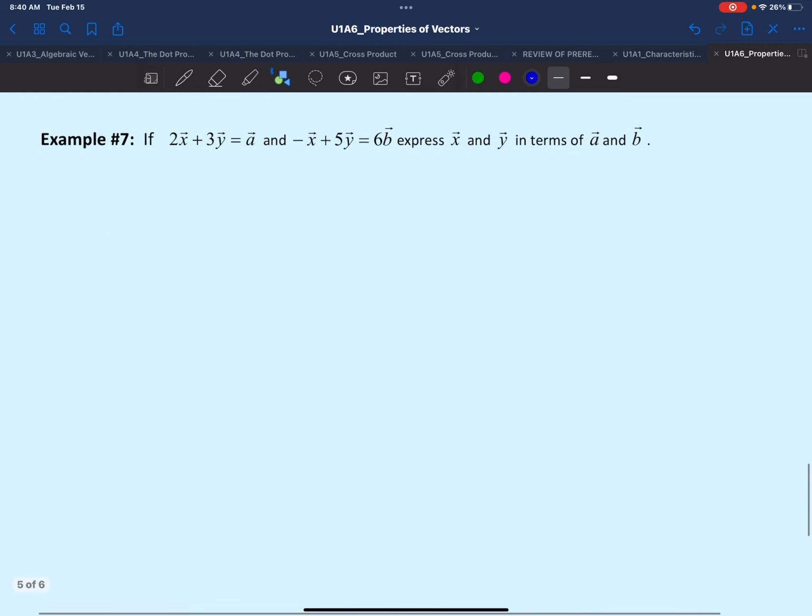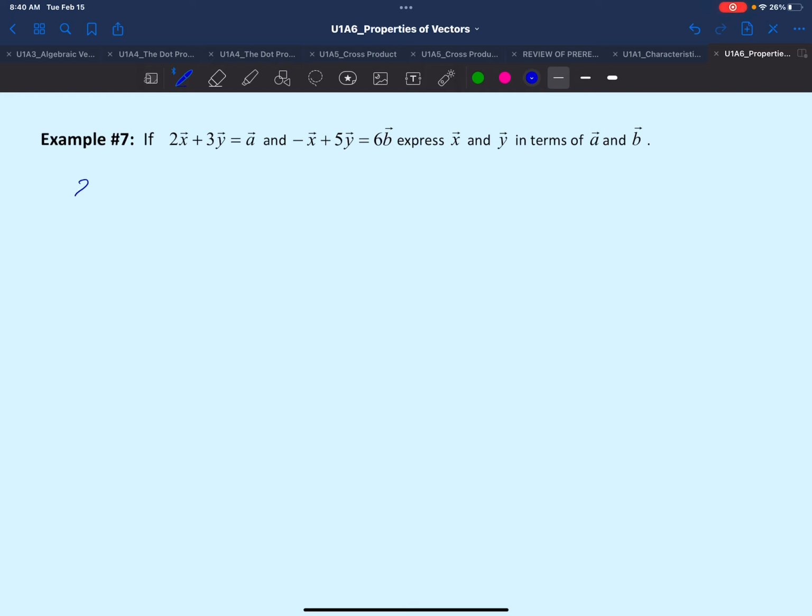Now, moving on to example number 7. We have two vectors, vector A is 2x plus 3y, and vector 6b is negative x plus 5y. And we want to express the vectors x and y in terms of A and B. So here we're going to use some of the skills that we learned in grade 10, probably, when we learn systems of equations. Maybe you learned them in grade 9, doesn't really matter.